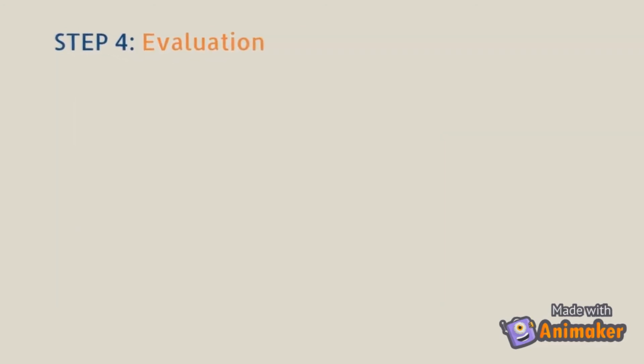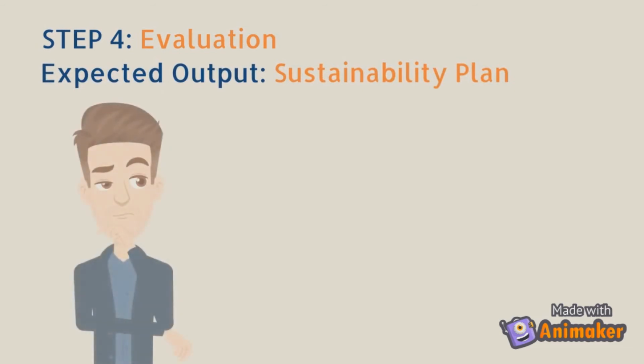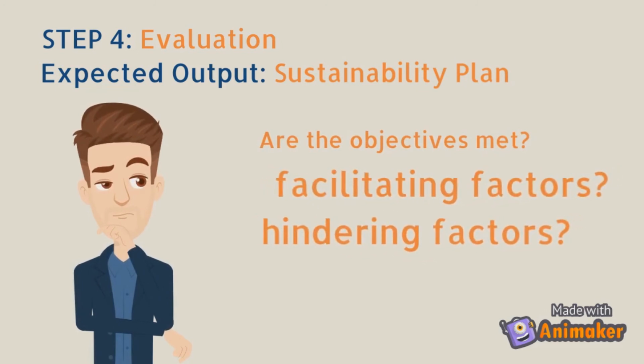The last is step 4, evaluation. Expected output: sustainability plan. The evaluation or last step in community organizing shall take place after the project completion. It will determine whether the objectives of the project are met, what are the facilitating and hindering factors contributing to its success or failure, and to what extent did the project contribute to realizing the vision of the community.